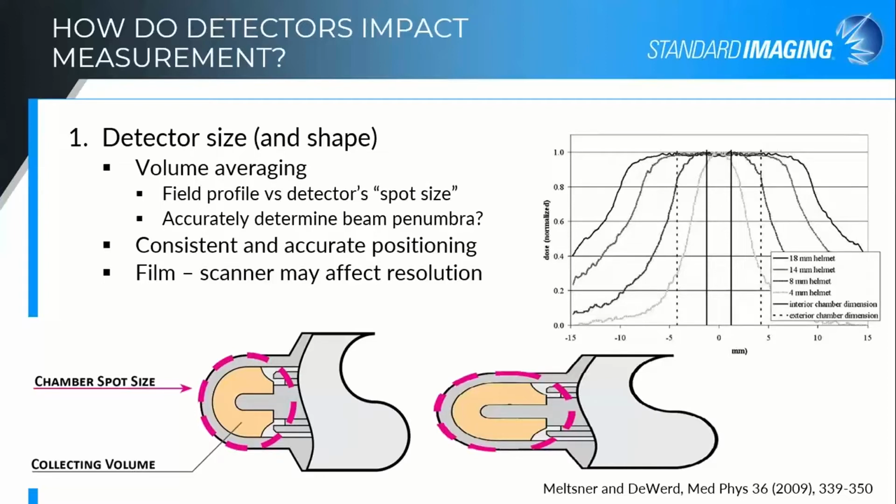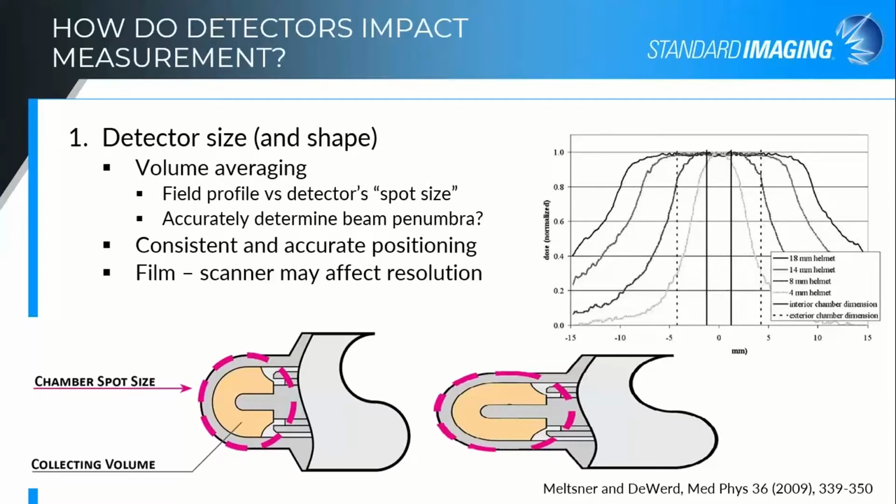We talk about spot size for detectors. This really indicates the region where you are replacing phantom material with detector material. It's kind of a representation of that active region of the detector itself. The detector size and shape then also impacts how accurately you can determine the beam penumbra, again, because of the volume averaging, because of the distance over which you are integrating the signal. So consistent and accurate positioning is very important.